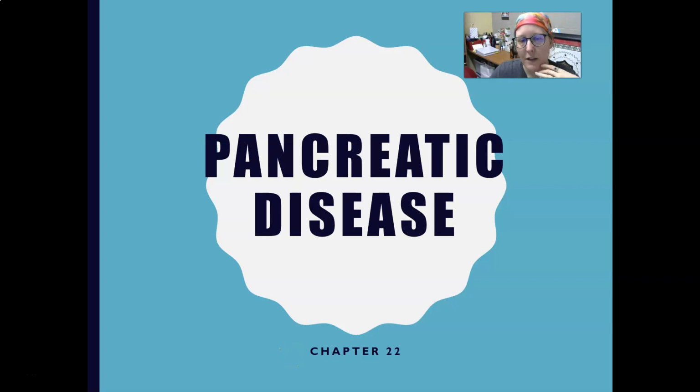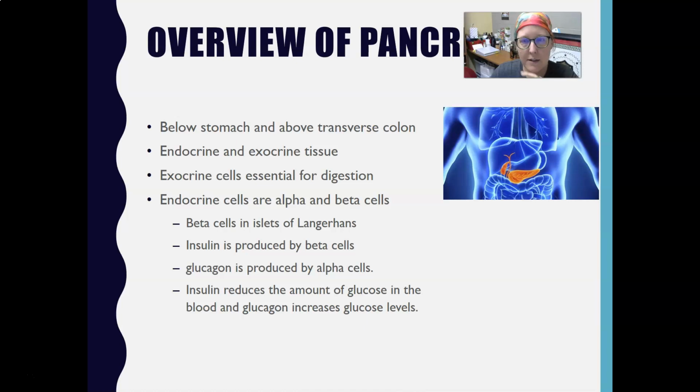Hi class. So this is chapter 22 on pancreatic disease, and we're going to go a little bit as an overview of the pancreas. It is located below the stomach and above the transverse colon. It is composed of both endocrine and exocrine tissue, and it's important to make those distinctions.